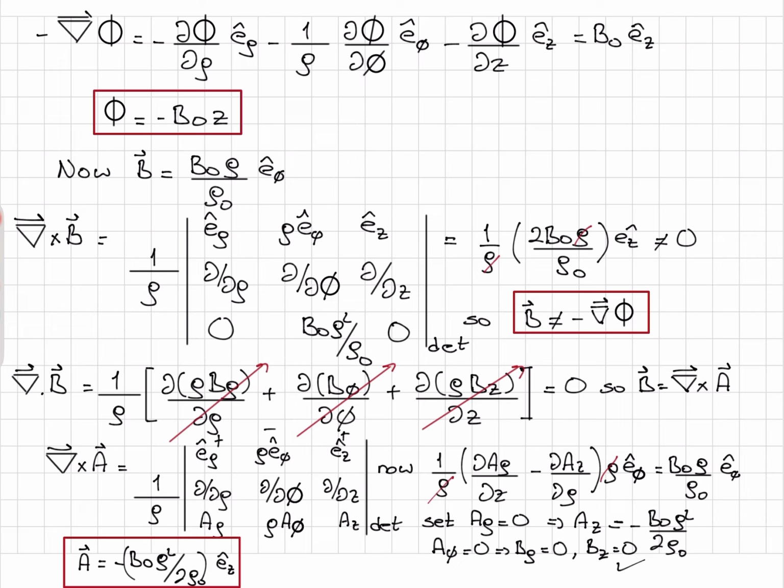And then I have checked my result. If I set A rho to 0 and A phi to 0, I indeed obtain B rho and Bz to be 0, but B phi is reproduced with this choice of the vector potential A.